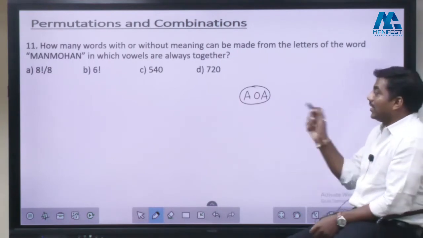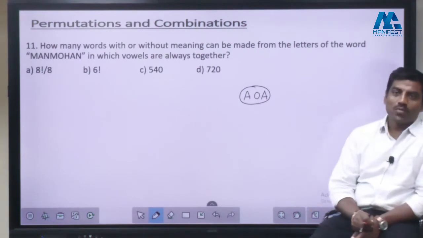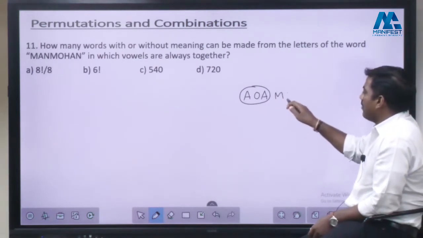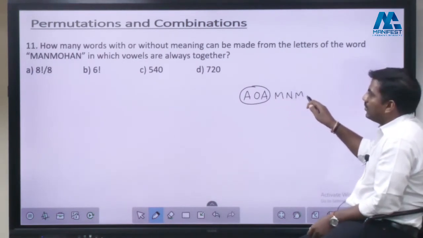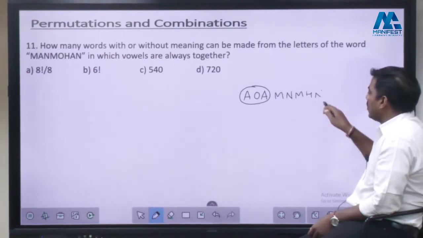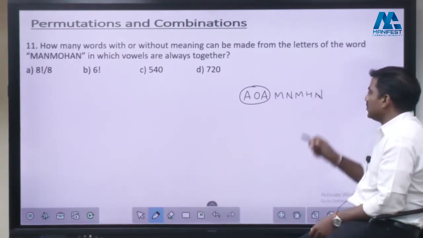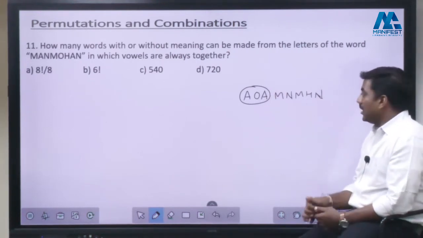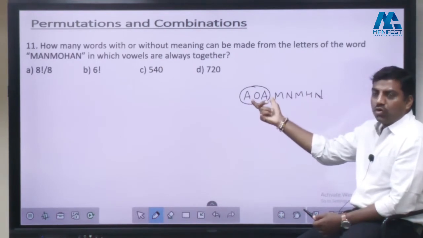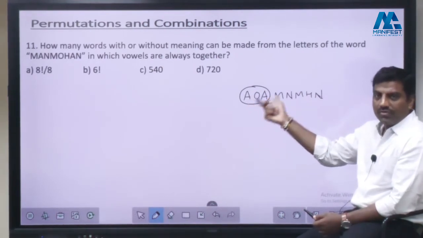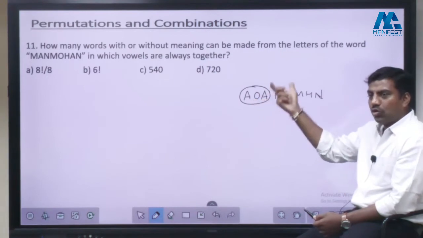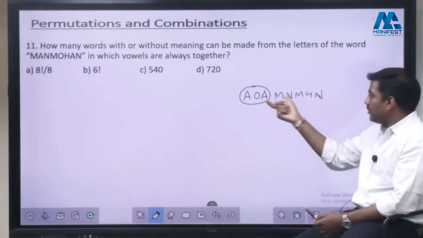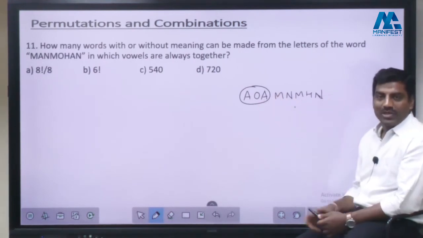Yes? So, AOA has to be together. What all other letters? M, N, M, H, N. Totally how many letters? Without these, 5 letters. Wherever they go, these letters have to go together. Maybe they will come and sit here, but they will be together. Maybe they will come and sit at the last, they have to be together.